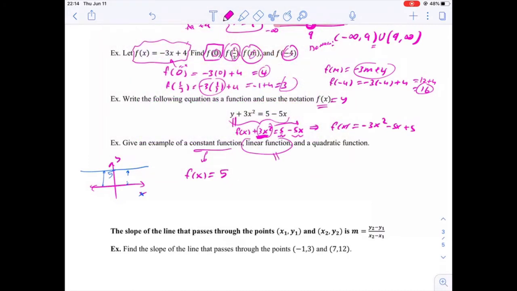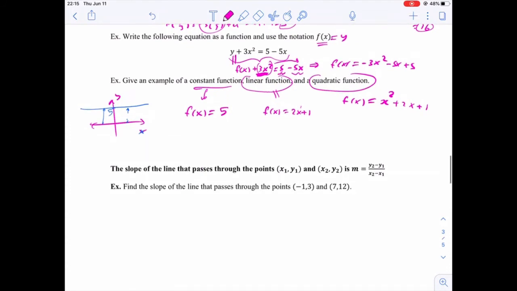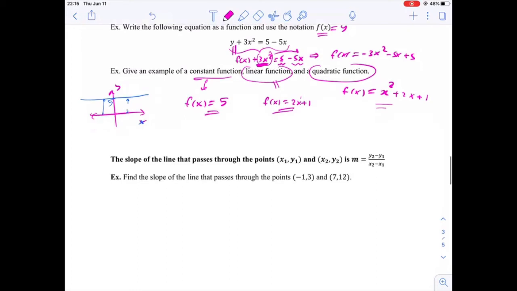Now an example of a linear function, f of x equals 2x plus 1. This is a linear function because the power of x, which is called the degree of the function, is 1. Quadratic function, we want the power of x to be 2. We can add any terms here, but the highest power should be 2. This is a quadratic function. This is a linear function. This is a constant function.